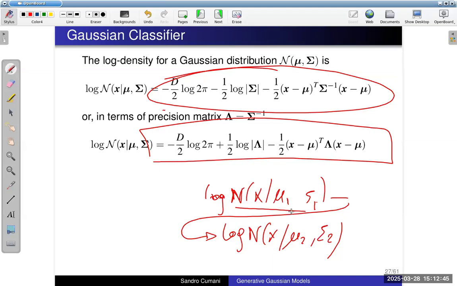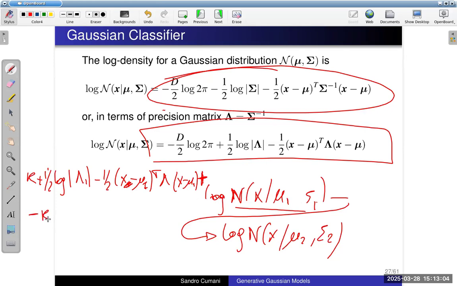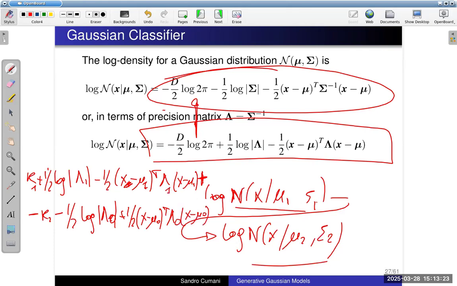For the first one, we will have a constant plus 1/2 log determinant of lambda 1 minus 1/2 (x minus mu1) transpose lambda 1 (x minus mu1), minus the second one, so let's write minus a second constant, which actually is the same constant because it's the same dimensionality, minus 1/2 log determinant of lambda 0 plus, in this case, 1/2 (x minus mu 0) transpose lambda 0 (x minus mu 0). Here it's 1, here it's 0. Remember that I have minus the log density.